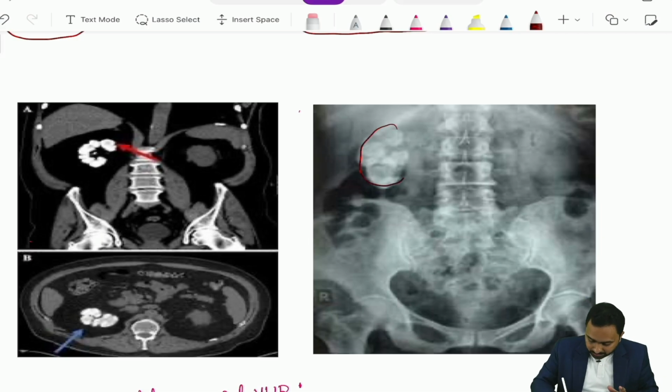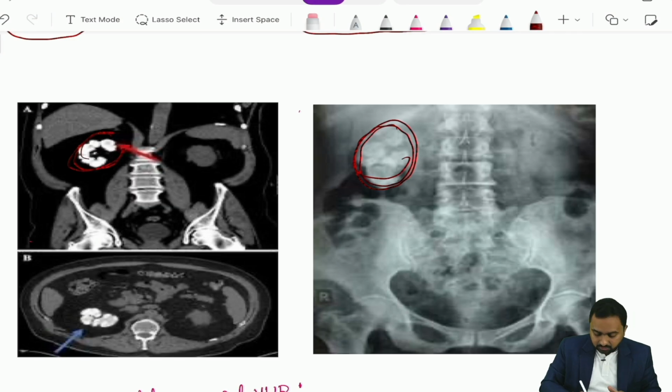So if you can see over here, an X-ray image demonstrating your putty kidney, and this is your CT scan image demonstrating your putty kidney. They have been just asked as your spot diagnosis, so please do remember regarding your renal TB.